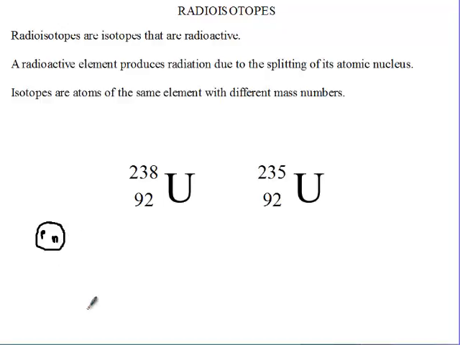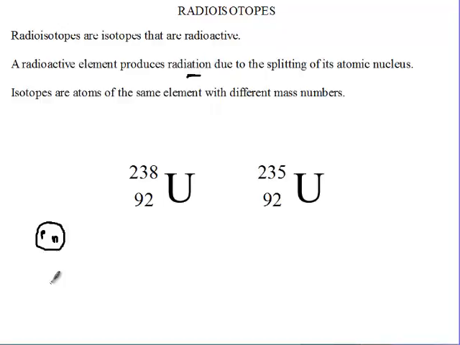Now when you have a magnet, you see that like poles will repel. So if these protons are being held together in the nucleus of the atom, they are going to repel each other. When they repel each other, and that force is greater than the force holding them together, the nucleus is going to split. When the nucleus splits, it produces radiation.